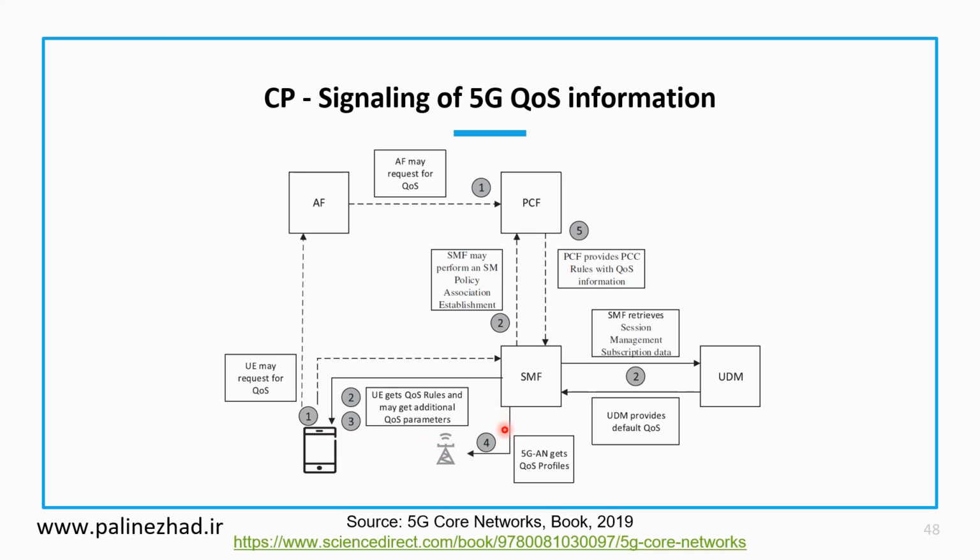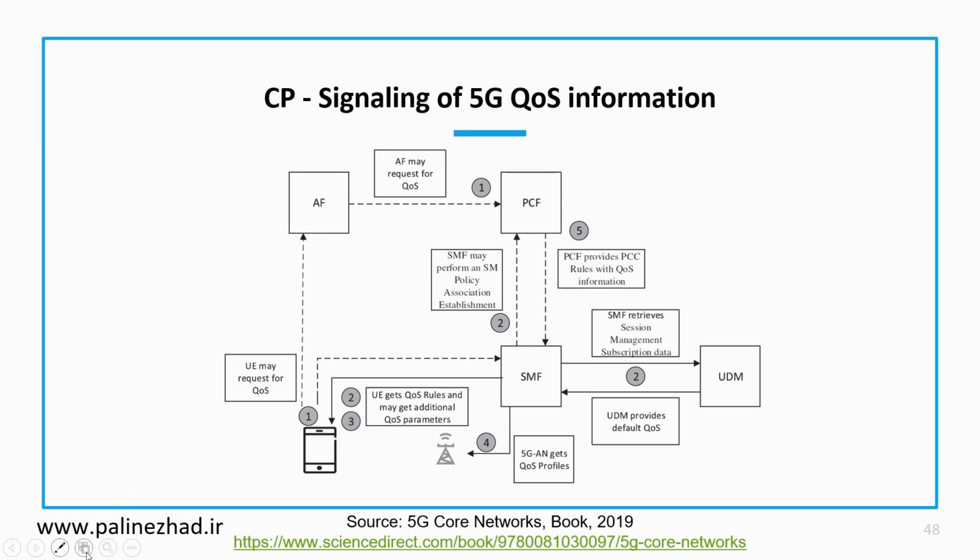Then in arrow number 4 to the gNodeB, the access node, the SMF tells the gNodeB to enable the QoS differentiation. And here SMF provides QoS profiles. Here you see the 5G access node gets QoS profiles. So here we have 2 important points. The UE here gets the QoS rules, and the gNodeB here gets QoS profiles.